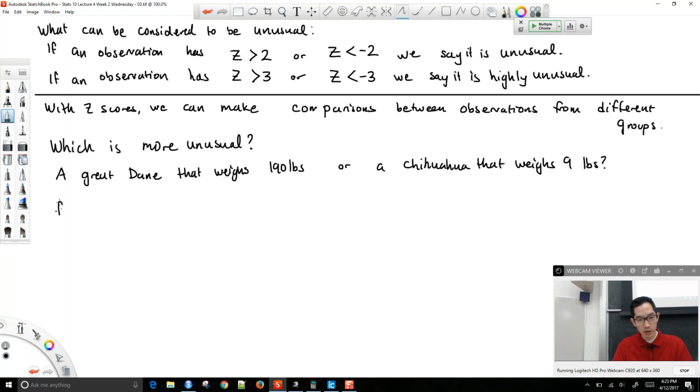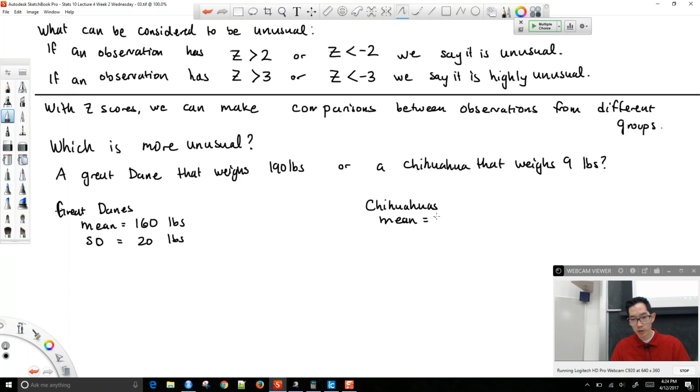Danes, the mean is 160 pounds, and we'll say the standard deviation is 20 pounds. Okay, for Chihuahuas, the mean is equal to 5 pounds, and the standard deviation we will say is 1.2 pounds. Okay. And so the question is, which of these is more unusual?